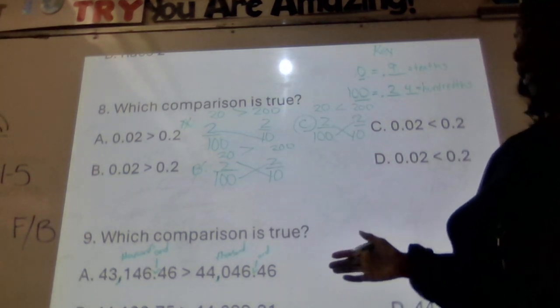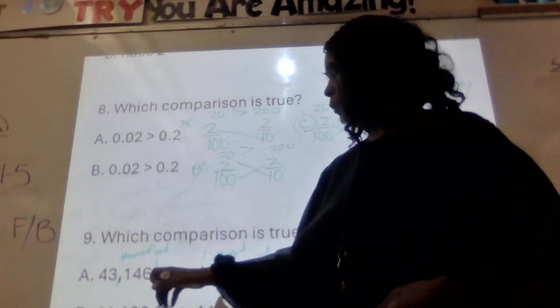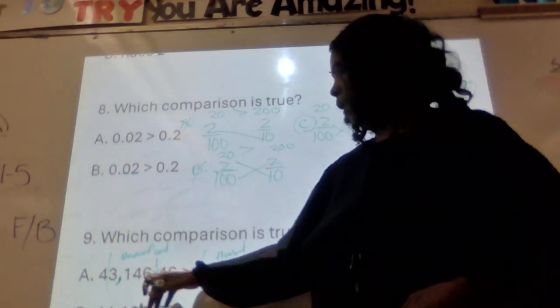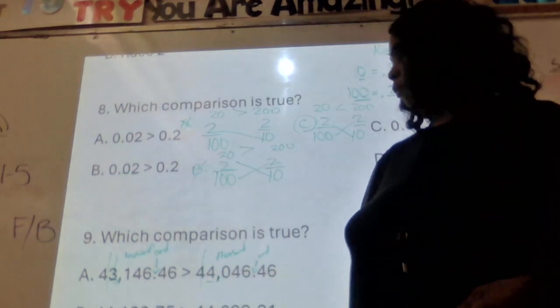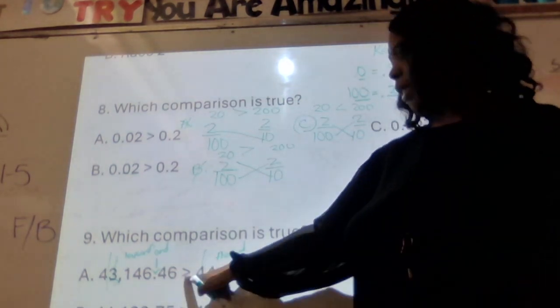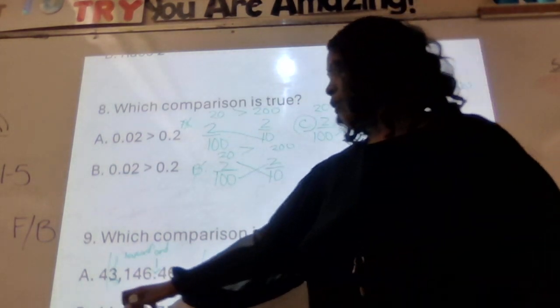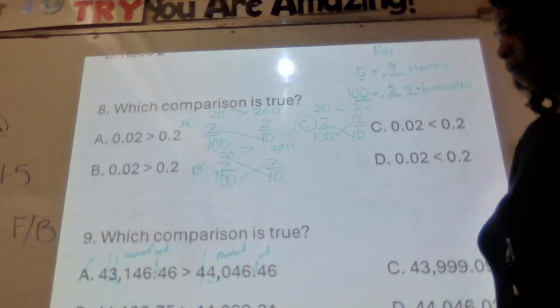So really what you're looking at here, that's a 4, that's 4. If you line them up, this is a 3, that is a 4. Which one is larger? This one is larger. So is this true? No, it's not. So A is not the answer.